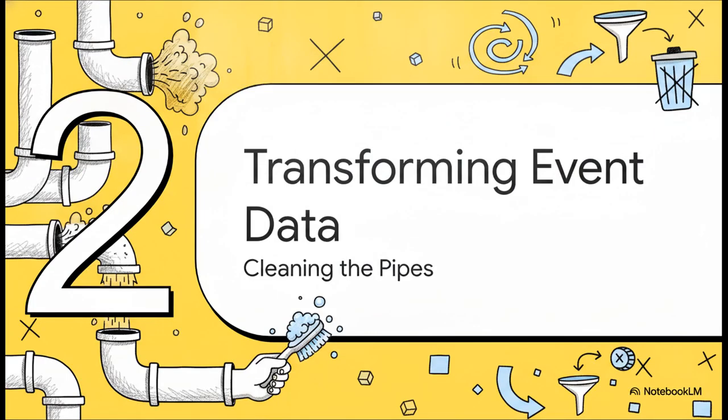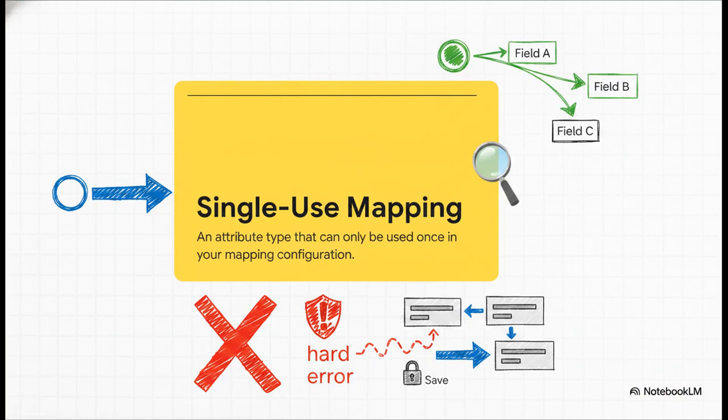Moving on to Section 2, transforming your event data. Now, what's really interesting about this phase is how strict the rules are around attribute types, specifically single-use types. Unlike multi-use types, which you can just assign to multiple fields without an issue, a single-use type can literally only be used one single time in your entire mapping configuration. If you try to bend this rule and use a single-use type more than once, the system is going to throw a hard error. You actually won't even be able to save your progress until you fix it.